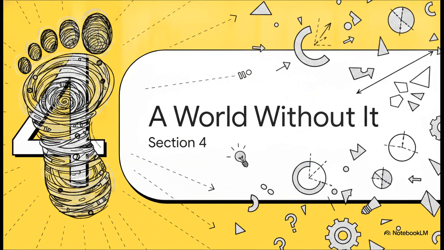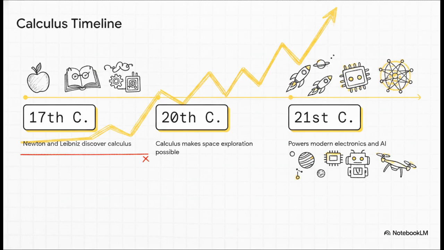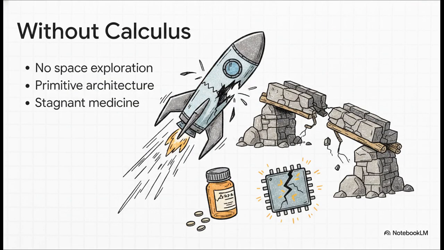Section 4. A world without it. So yeah, that is a massive footprint. But to truly wrap your head around its importance, imagine this. When Isaac Newton and Gottfried Leibniz independently figured this stuff out in the 17th century, it was a total game changer. If they hadn't made that leap, the technological timeline of human history would have basically flatlined right then and there. We'd never have hit the milestones of the 20th and 21st centuries. We'd be looking at an absolute technological disaster.